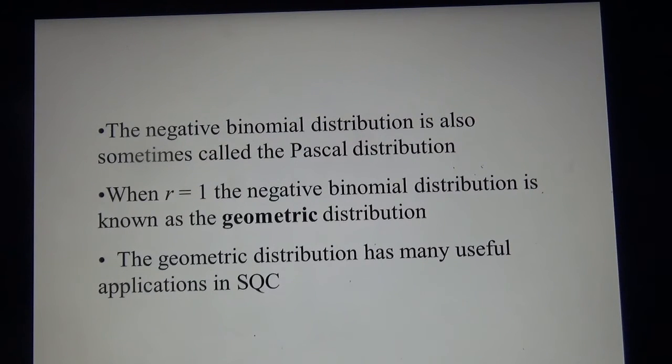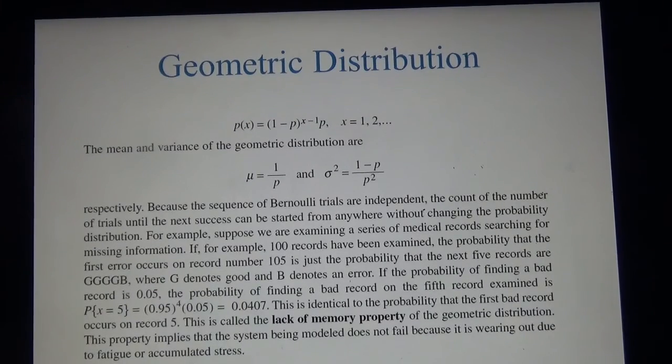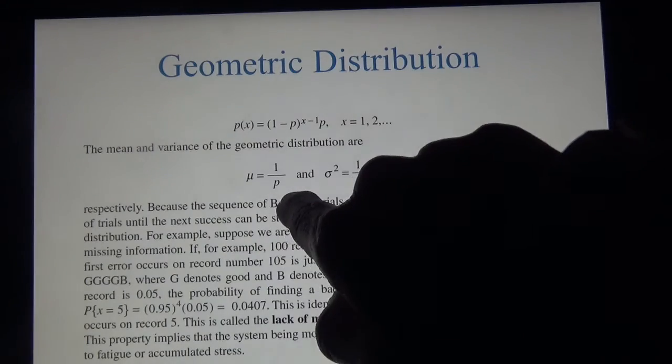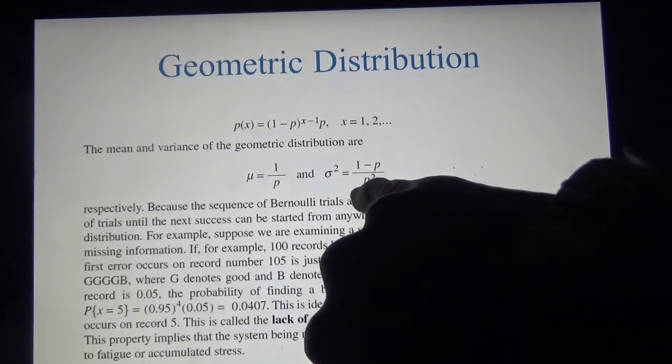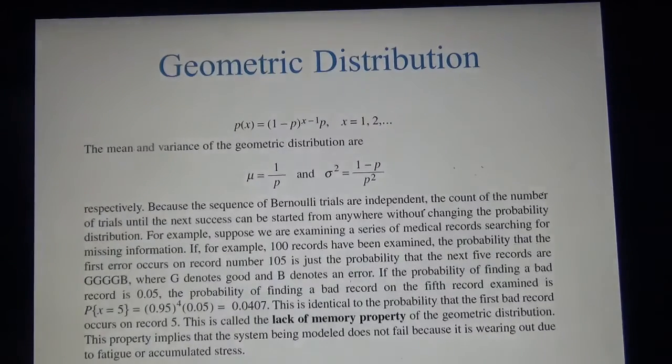The negative binomial distribution is sometimes called the Pascal distribution, and when r equals 1, it is known as the geometric distribution. For the geometric distribution, as you see, we have the mean value 1 over p and the variance (1 minus p) over p squared.